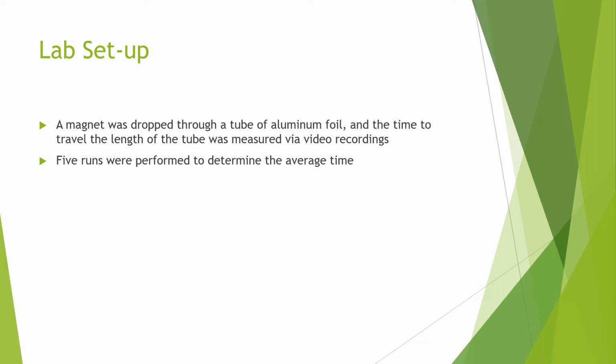To collect the experimental data for this lab, we used a magnet with a known magnetic dipole from a previous lab, along with a tube of aluminum foil whose dimensions we measured, and then dropped the magnet through this tube of aluminum foil while recording it each time. We then used the timestamps from these recordings to determine the exact time it took for the magnet to travel through the tube, and we performed this 5 times in order to determine the average time it took for the magnet to travel through the tube of aluminum foil.